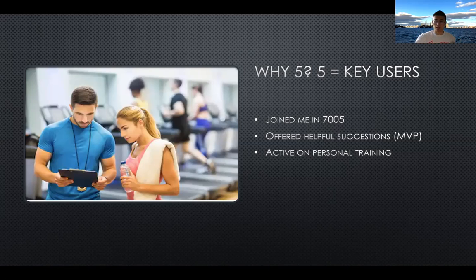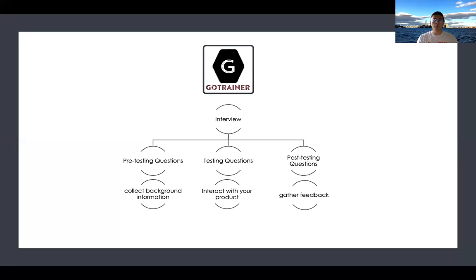Let's go to the interview. The interview has 3 parts: pre-testing questions, testing questions, and post-testing questions. The first step is to collect background information. Let's get familiar with each other: who you are, which year you are, what your major is, and tell me some experience and thoughts about your personal training and your running and working experience.